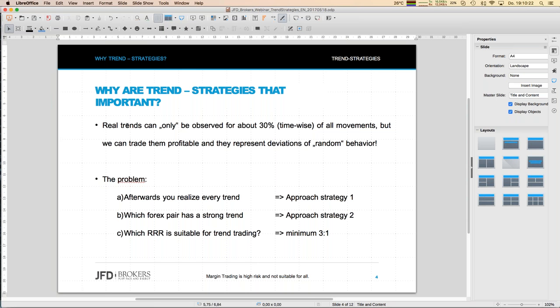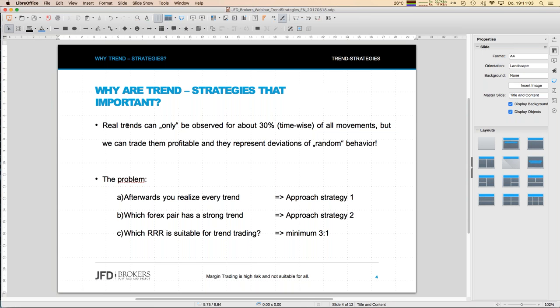But the main reason is that those strong trends have occurred in the past and they will occur in the future as well. Those trends are what I call a deviation from random behavior. If you look at stock market movements in general, everything looks quite random. And that's right. It is indeed random. But there are some specific deviations.